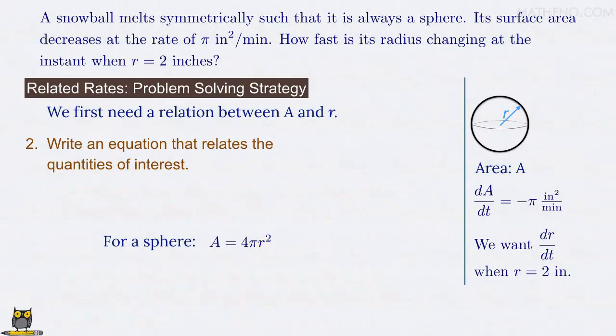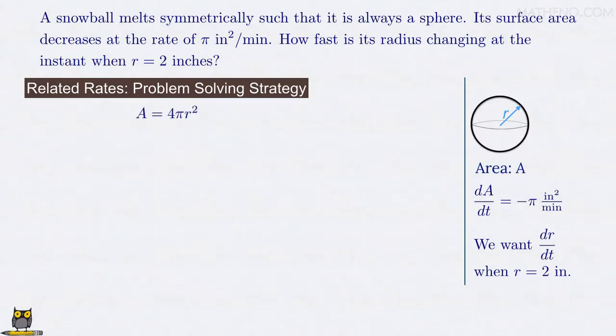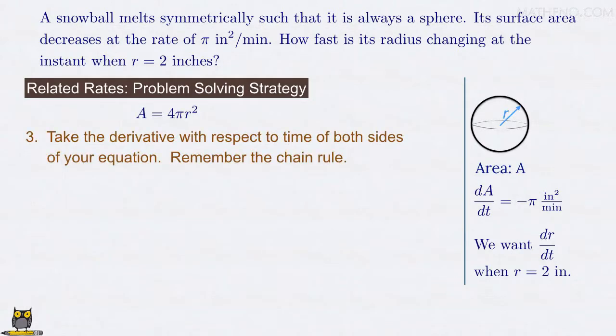Now our equation A equals 4 pi r squared completes the second step of our problem-solving strategy, since we have the relation between A and r that we need. And we can now move on to the third step and take the derivative with respect to time of both sides of our equation, remembering the chain rule when we do so.